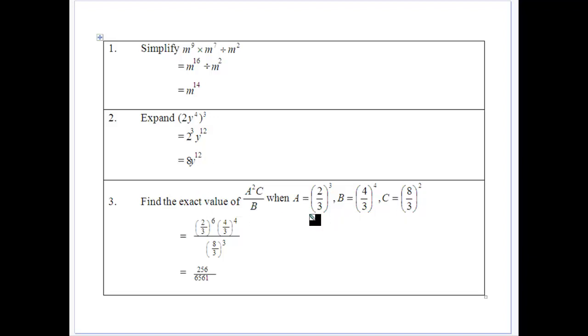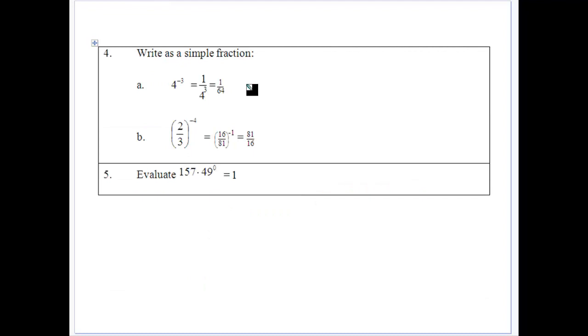Doing our indices here with some fractions, again we get to this point where we'll probably put it in the calculator anyway, so it's not too much of a problem. But leaving it as an exact value, it's easier to put it into a fraction when it says exact value there. And simple fractions, writing simple fractions when they're not in a fraction to start off with. Well, the negative indice indicates that it's going to be a fraction, so we write it 1 on 4 to the power of 3, which is 1 on 64.